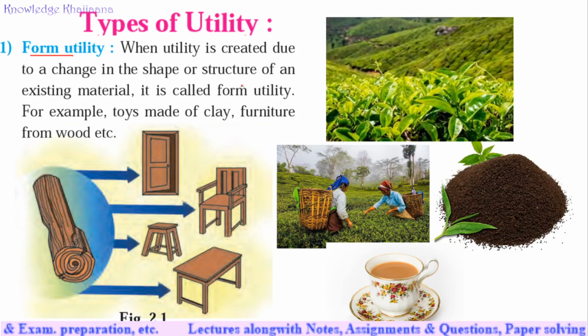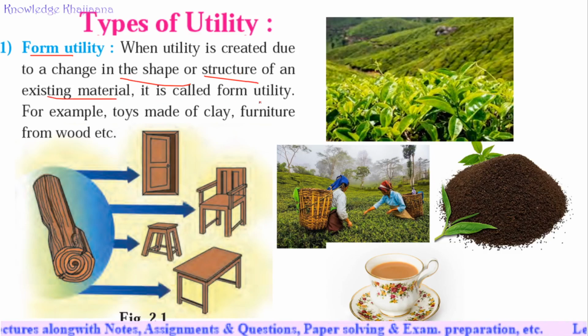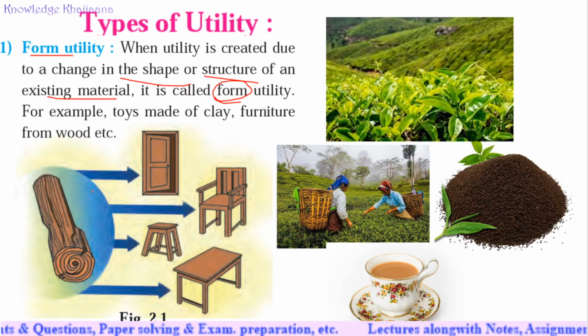See, when utility is created due to a change in the shape or structure of an existing material, it is called form utility. Form is the form of it. For example, toys made of clay, furniture from wood, etc. See, this is a log of wood. If the form of this log of wood is changed into a door, chair, or table, then its utility changes, right?